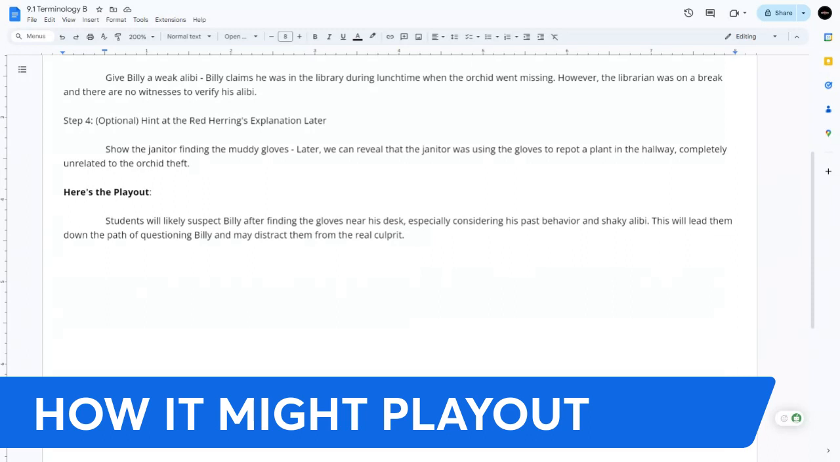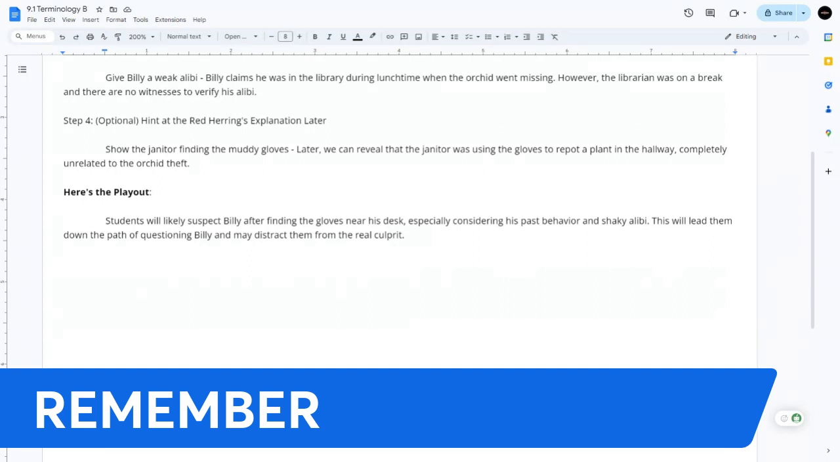Remember, the key to a good red herring is to make it believable, but ultimately irrelevant. It should point towards a seemingly logical conclusion that later gets debunked, leaving the mystery open-ended. And you're saying, but how does this work?